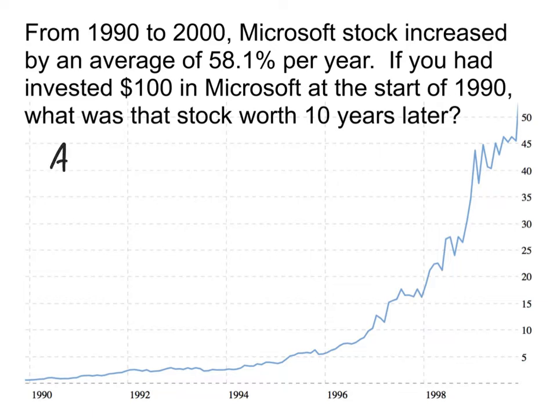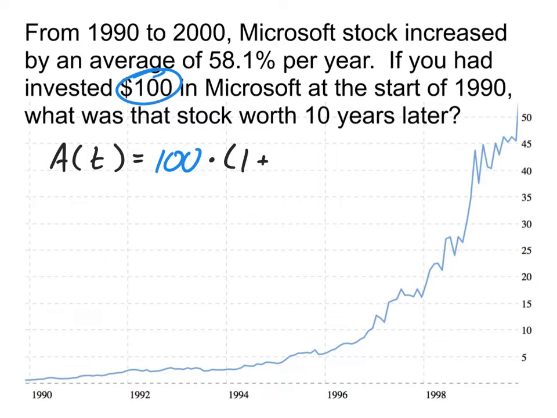So I'm going to start by writing down A of T here, and then that's going to equal, the first thing in our formula is the P value. P stands for principal, or the starting amount. Our starting value in this case is the 100. So since we start at 100, we're going to put that in first, so it's going to be 100 times 1 plus the rate, the R value.